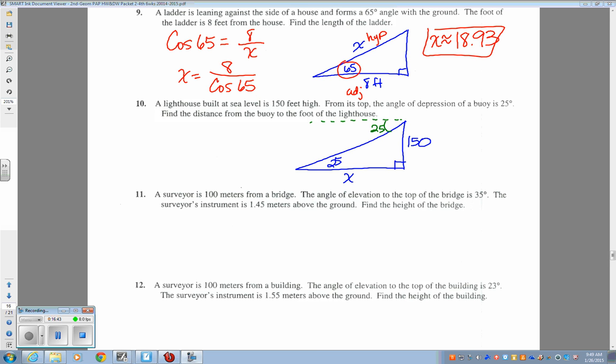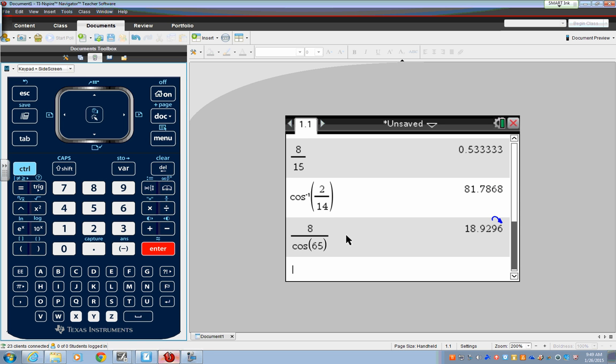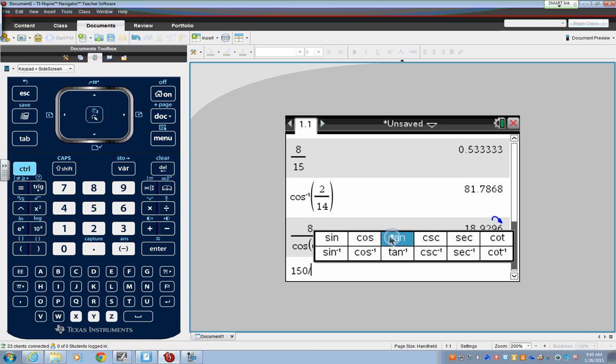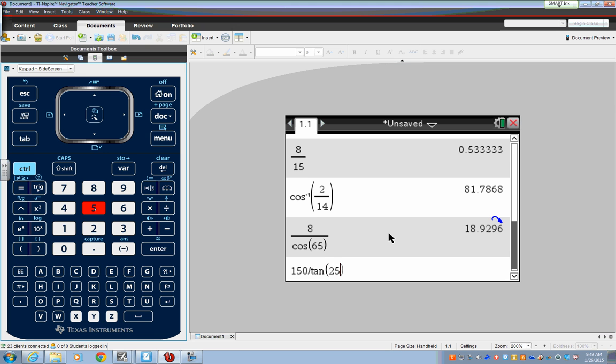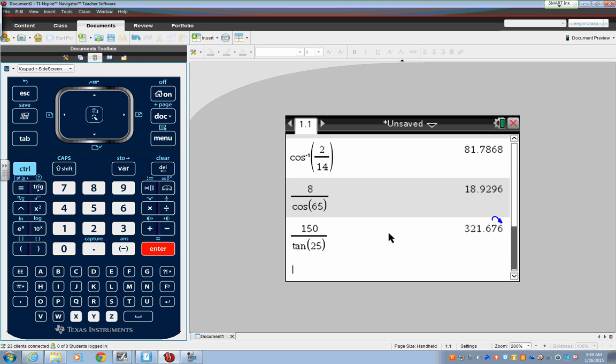You should be using tangent to solve this. For its calculator ready, it should be x equals 150 divided by the tangent of 25. I actually didn't do this one. And we're rounding to the nearest hundredth, so 321.68.